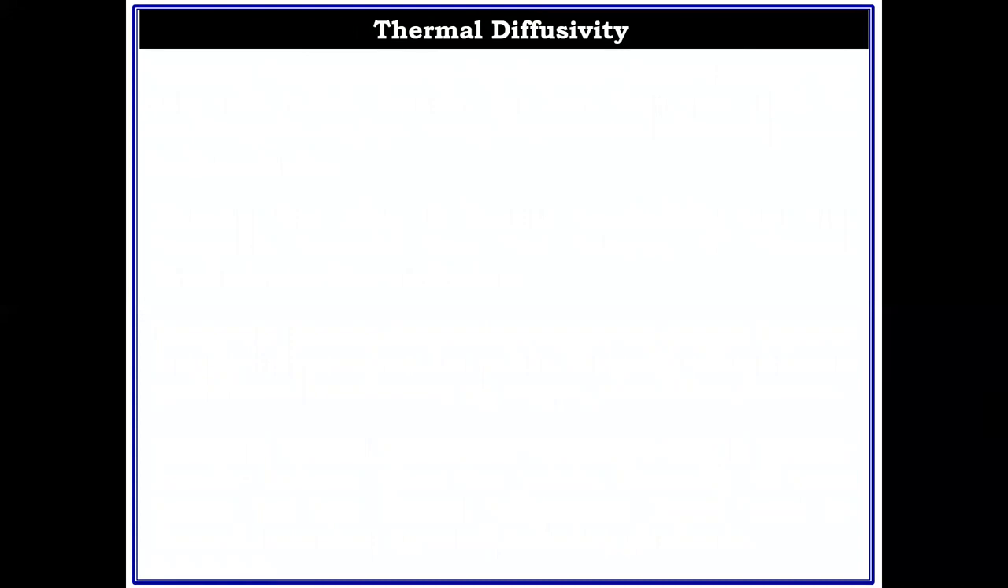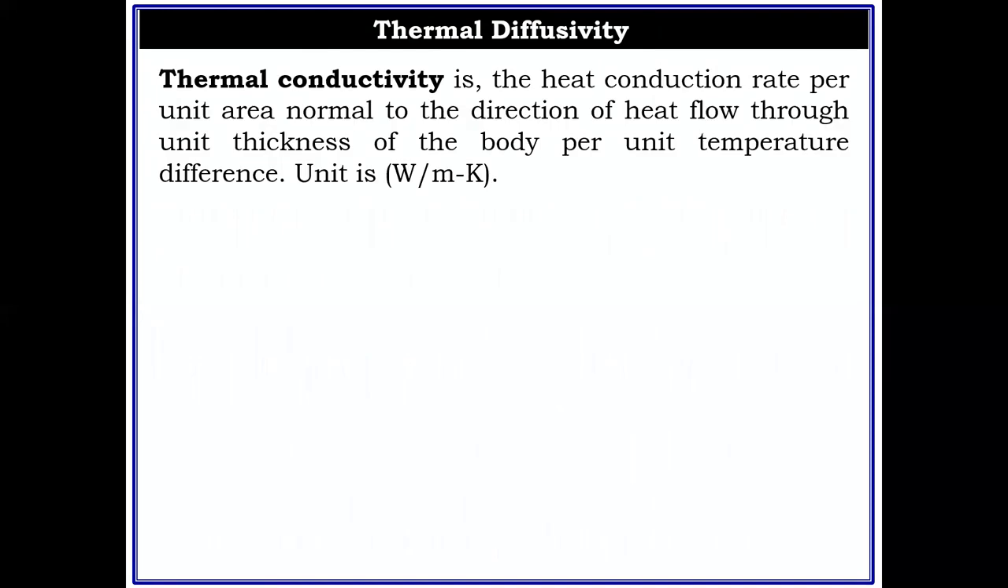Now the other important parameter is thermal diffusivity. Thermal diffusivity, the heat conduction rate per unit area normal to the direction of heat flow through unit thickness of body per unit temperature difference, and its unit is watt per meter Kelvin. So as we see, what is the thermal conductivity? So thermal conductivity K.